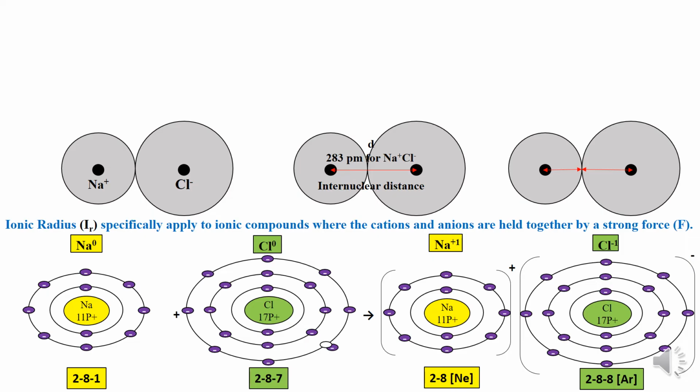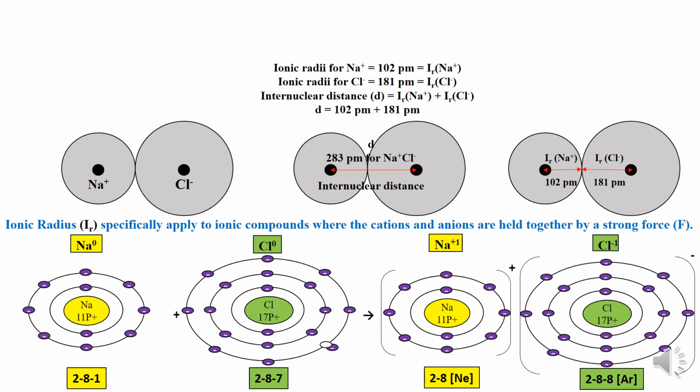The internuclear distance between the sodium ion and the chloride ion in sodium chloride salt is 283 picometers. The ionic radius of the sodium ion is 102 picometers, and the ionic radius of the chloride ion is 181 picometers. So now you know the internuclear distance and the ionic radii.